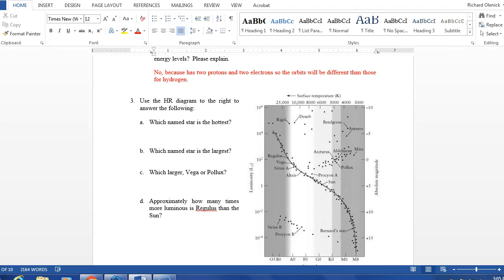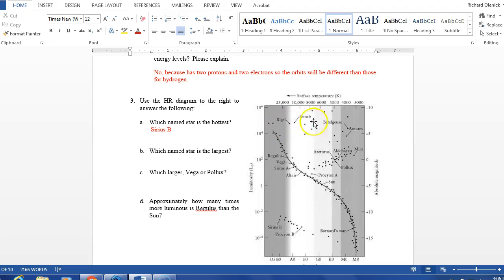Now we have an HR diagram. We'd like to know what named star is the hottest. Hottest stars are to the left. So we look and we see Sirius B will be the hottest. Which named star is the largest? Well, for that we look over to the right because we know the supergiants are there. And we see that Betelgeuse would be the largest.